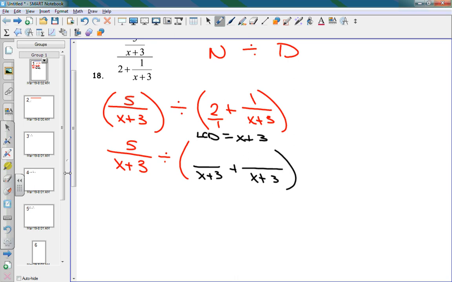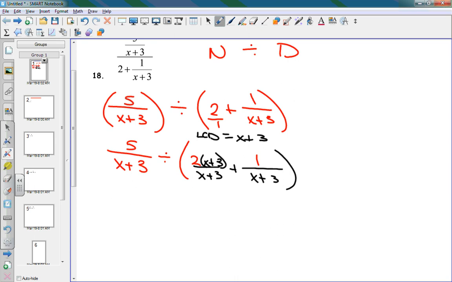So what did I multiply 1 by to get x plus 3? So I bring down the 2 and I multiply by x plus 3. Do we see that? Yeah. 1 times x plus 3 is x plus 3. What did I multiply 1 by? X plus 3. What I do to the bottom, I do to the top. I drop down the 2. Now, this already has x plus 3, so I simply drop down the 1.